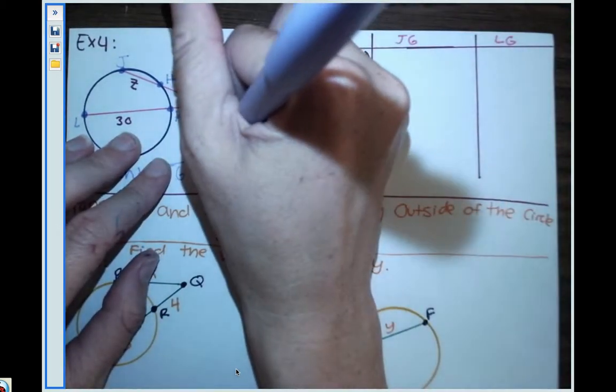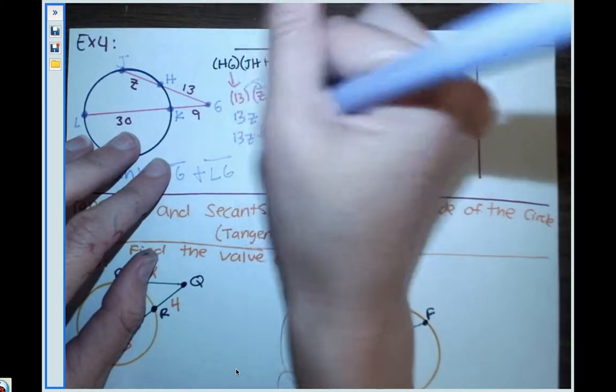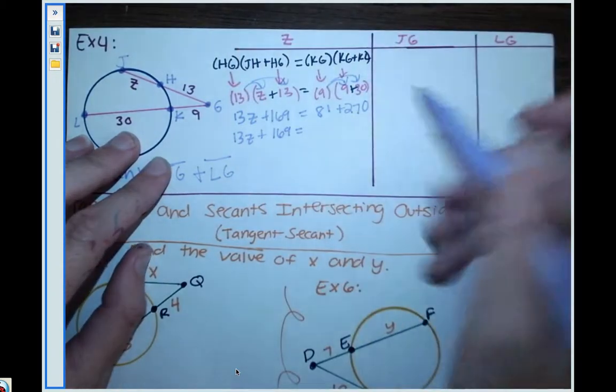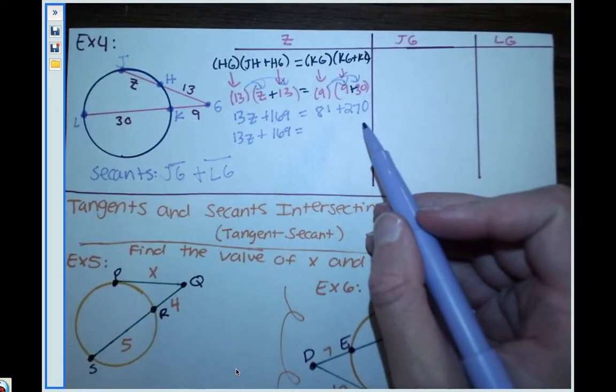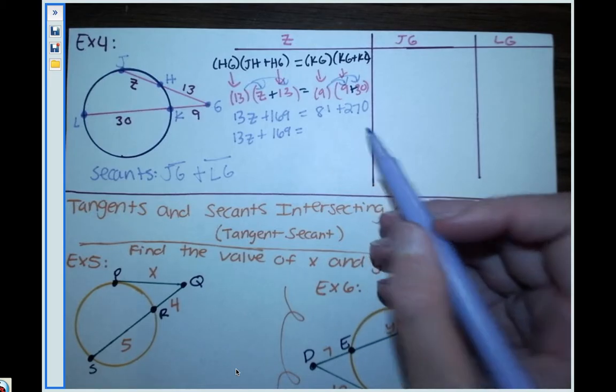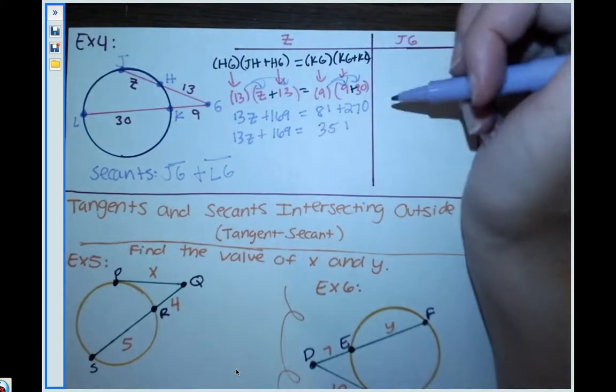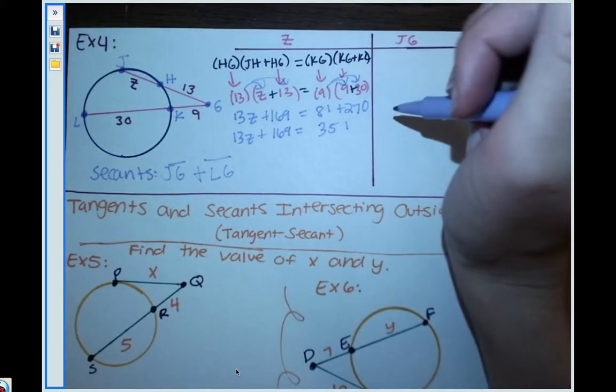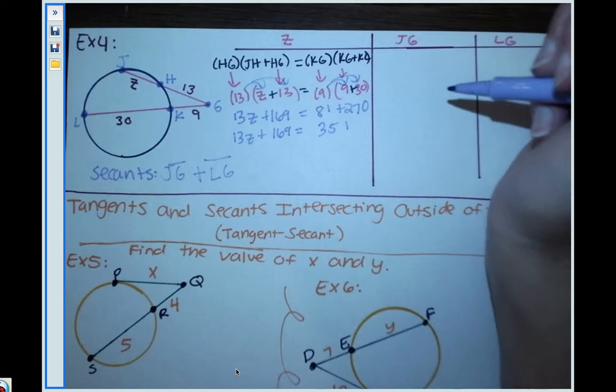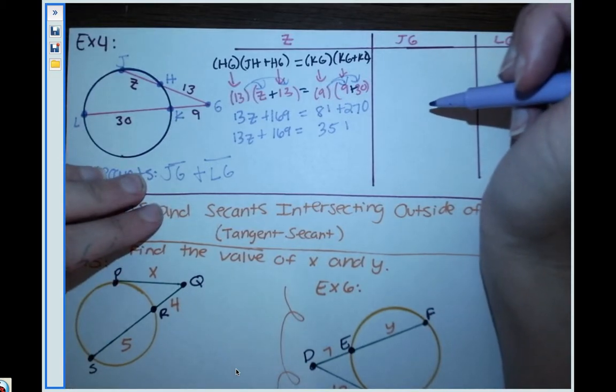All right, let's keep going. So we have 13Z plus 169 equals 81 plus 270. So that's going to give me 351. I'll double check on that, but I feel confident about that one this time. Yes, that is 351. All right, guys, let's solve this thing for Z. Let's keep on going.